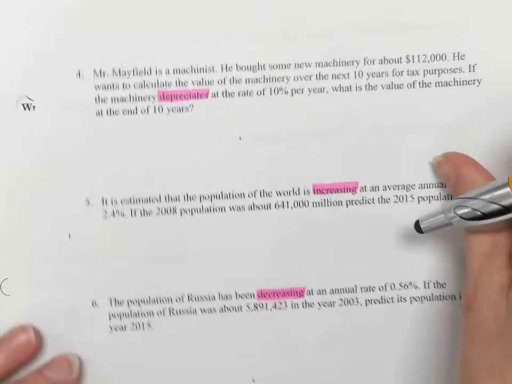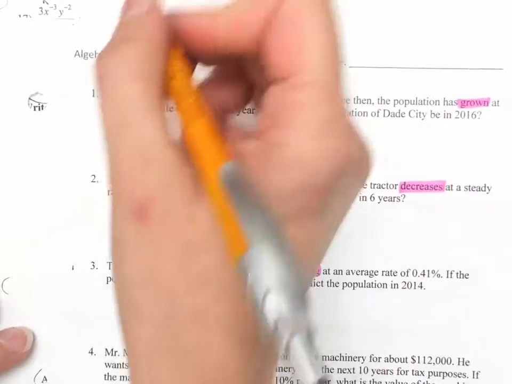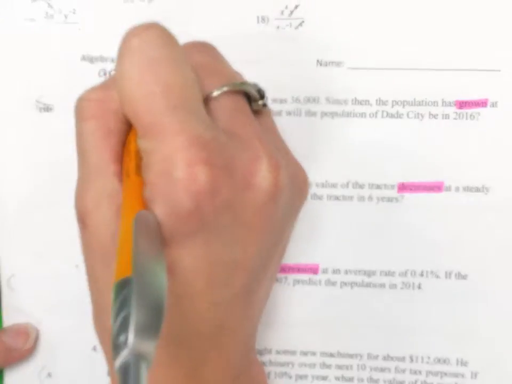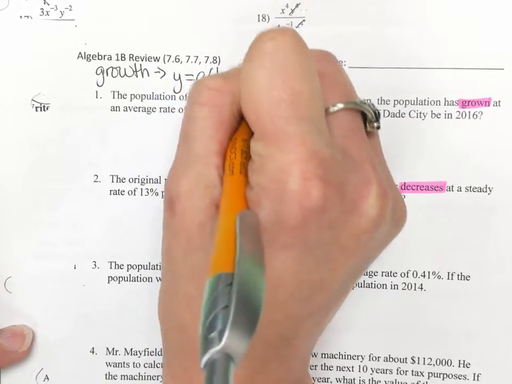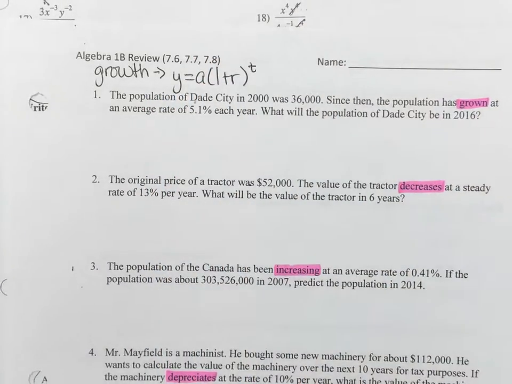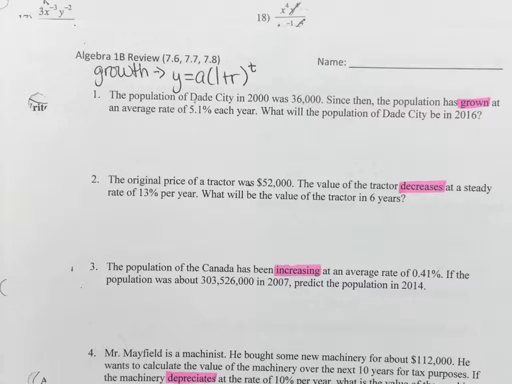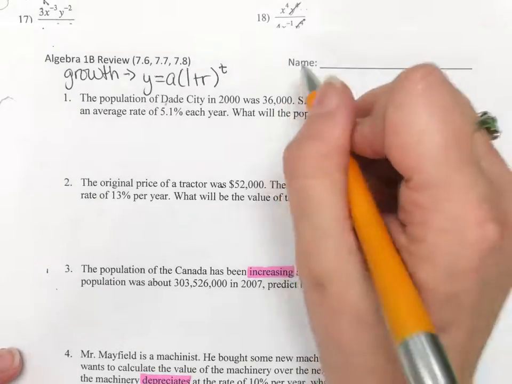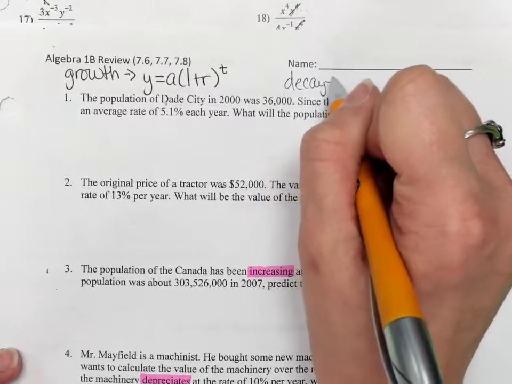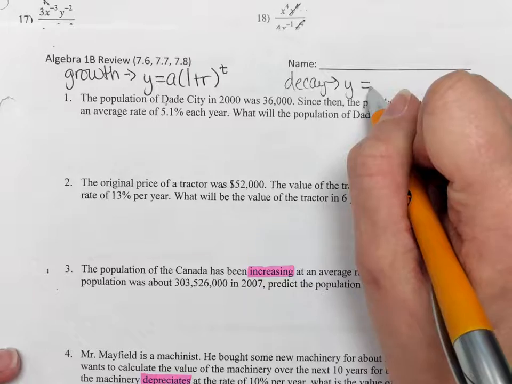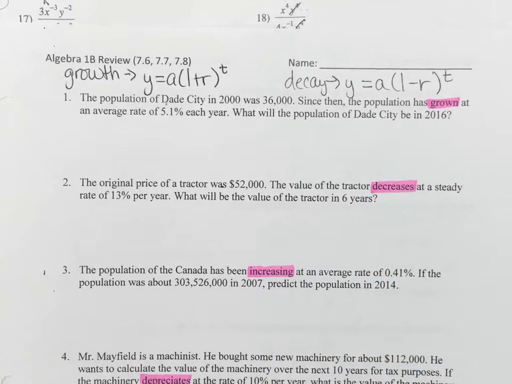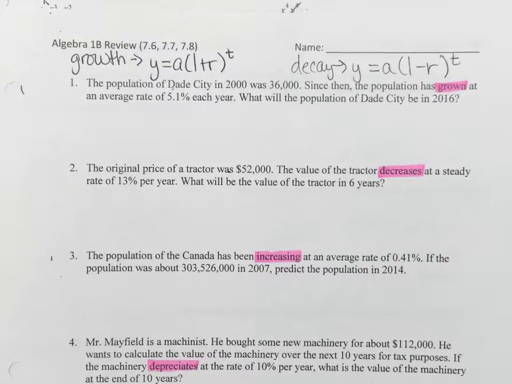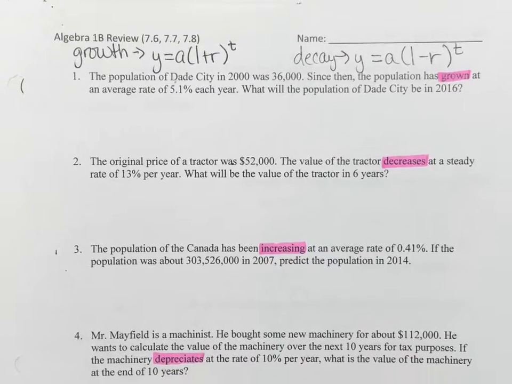At the bottom down here, or let's do it at the top. Let's write those formulas. You ready? Growth was y equals a (1 plus r) to the t. Make sure you write those so you'll have them. They will be on your test written for you, okay? All right, what about decay? What was decay? 1 minus, right? Okay. Are y'all okay? All right, let's flip over on the back.